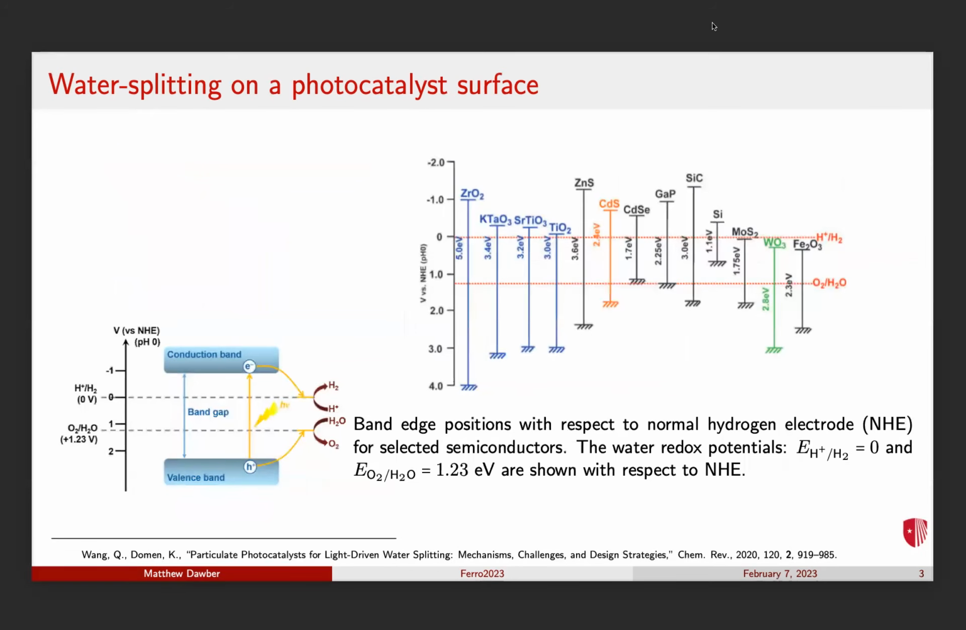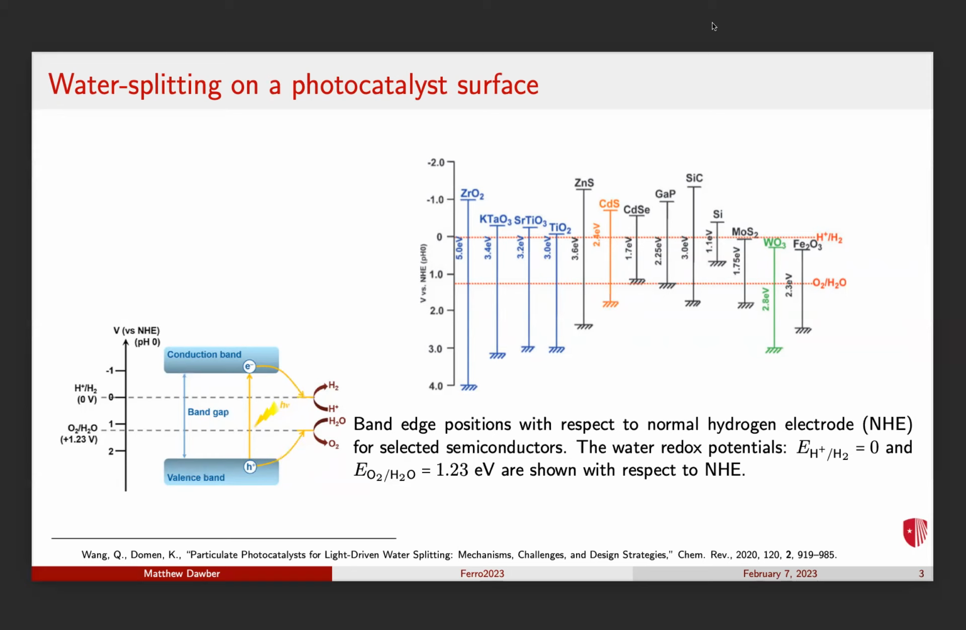So there's this handy review that came out some time ago, and it listed where the potentials of various materials sit for this. One of the things that's really nice is that some of our materials, for example, strontium titanate, sit in just the right position to do this reaction. The band gap's a little big, in a sense, because our materials have a band gap in the UV, which means we aren't really able to do this reaction with visible light.